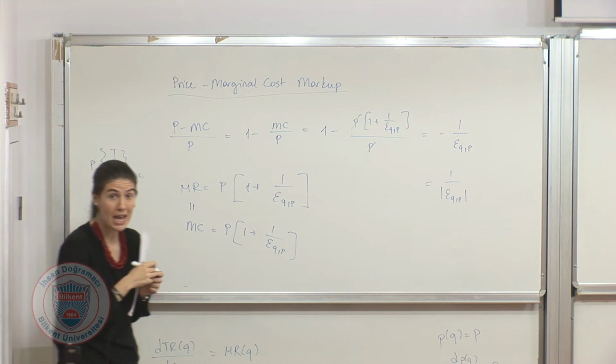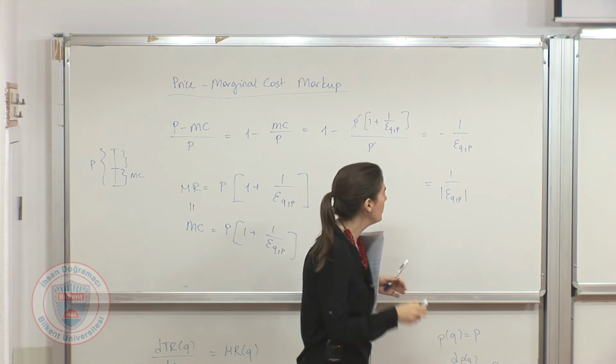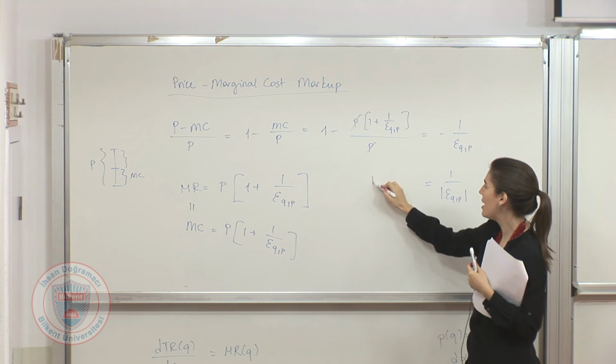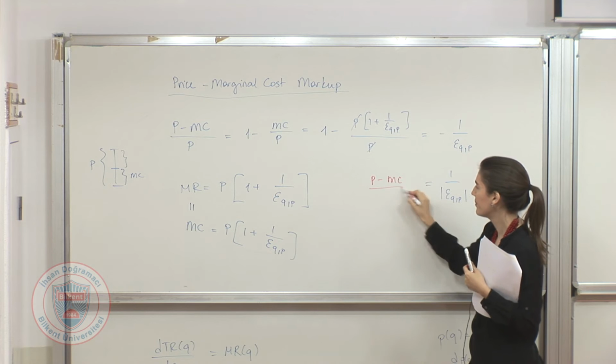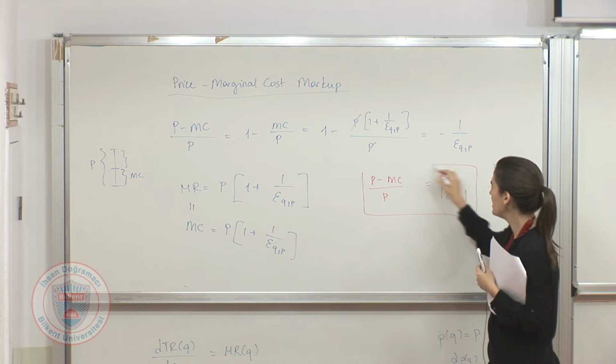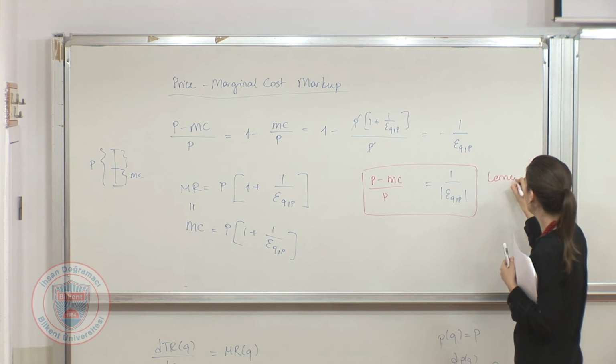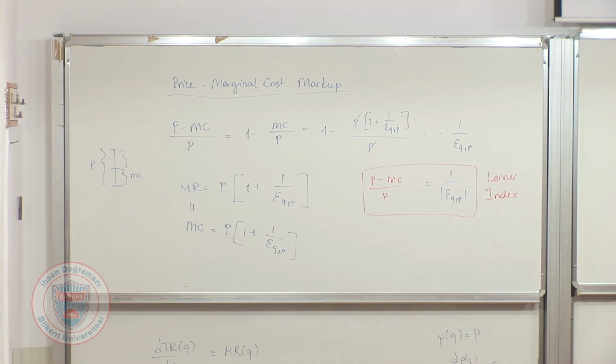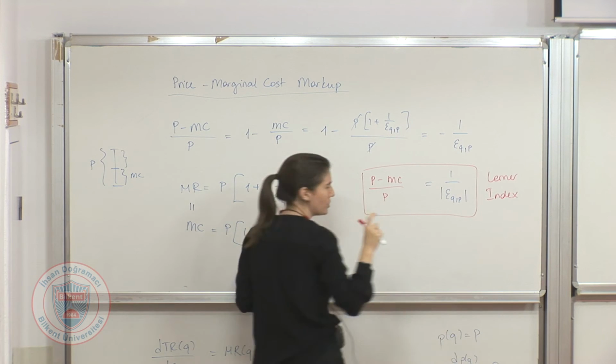And this has a name. Due to the economist Abba Lerner, this price-marginal cost markup is called the Lerner index, okay? Due to Abba Lerner, this is called the Lerner index. So now we can actually figure this out.